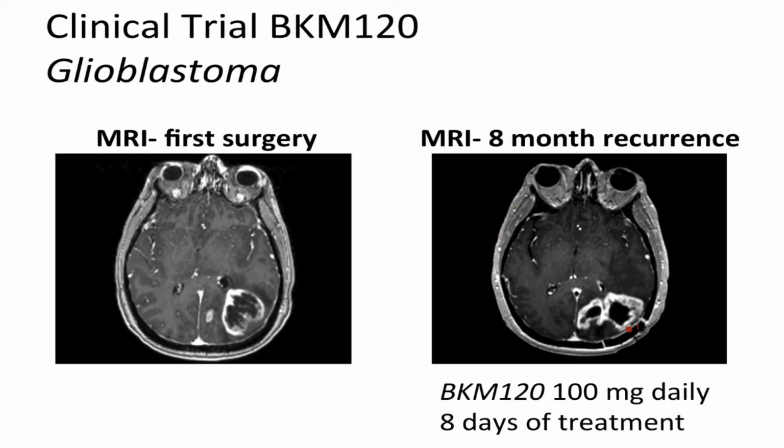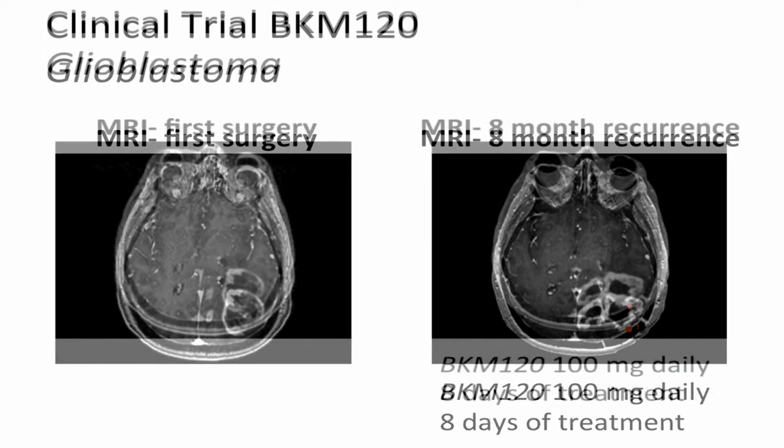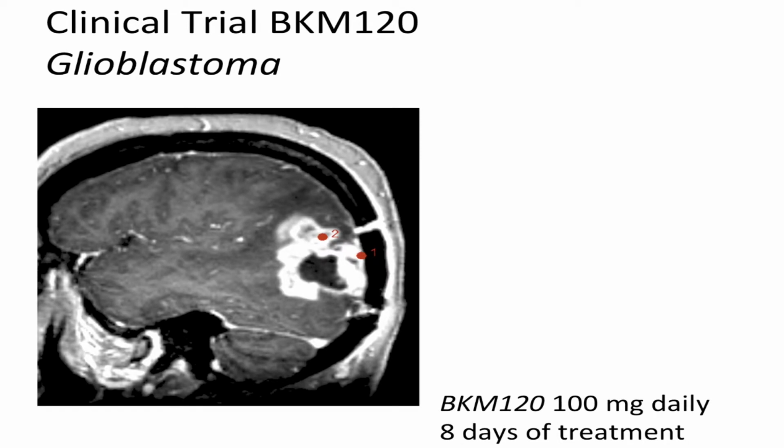But what we have done right now is, in a number of trials, this is one example here, that drug that I presented early on that is very permeable, BKM120. This is an MRI from a patient at the time of first surgery. Patient recurred 8 months later, received 8 days of treatment, 100 mg daily. And at the time of surgery, we took 2 samples from the enhancing region here and digitally registered on the preoperative MRI using neuronavigation where the drug came from.